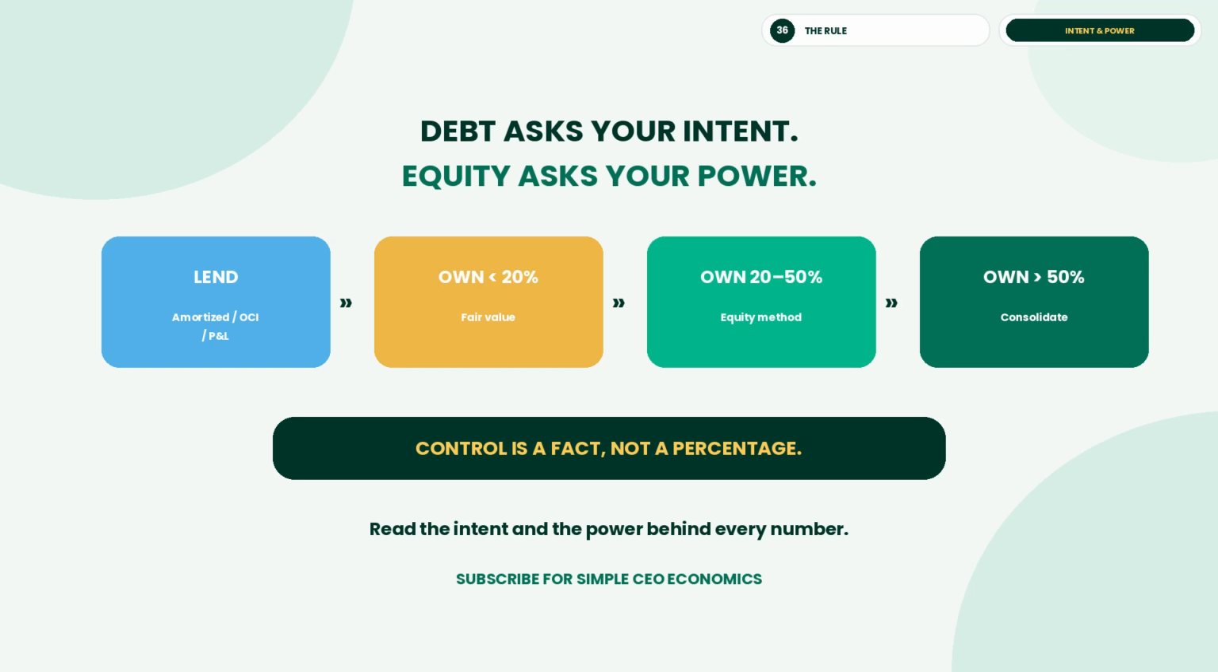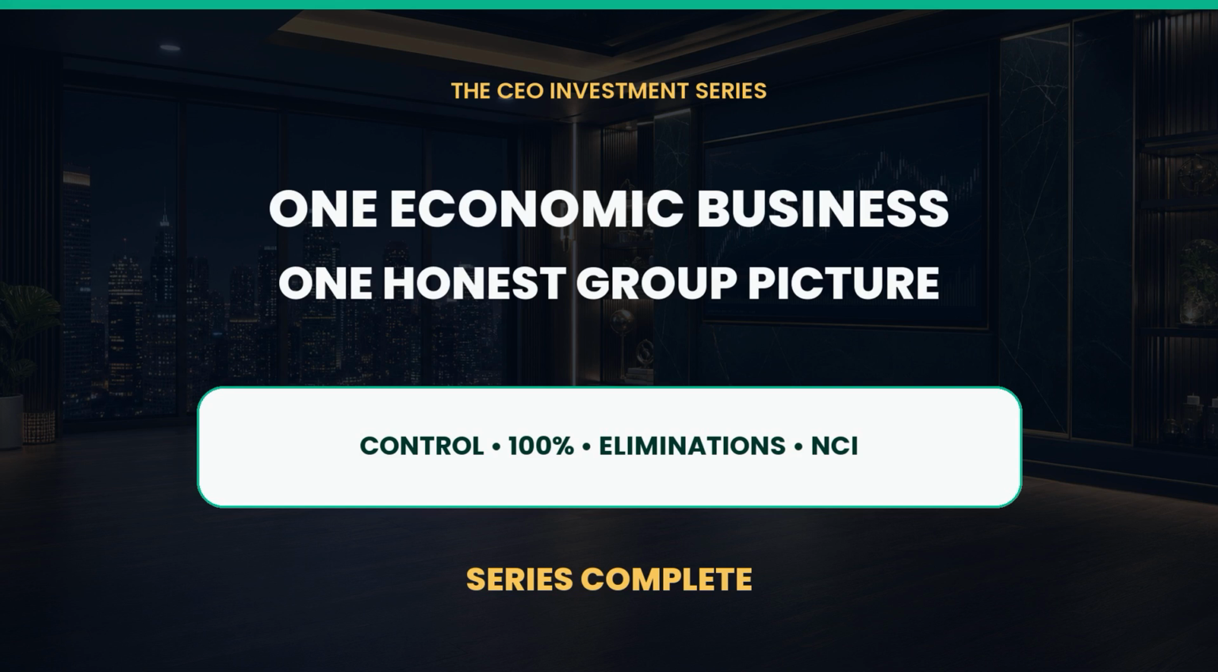If your group accounts answer all 5, consolidation is doing its job, showing one economic business without double counting, invented internal profit, or hidden outside ownership. Remember the consolidation rule: control brings in 100%, eliminations remove the internal noise, and NCI protects the ownership truth. That completes the CEO investment series.